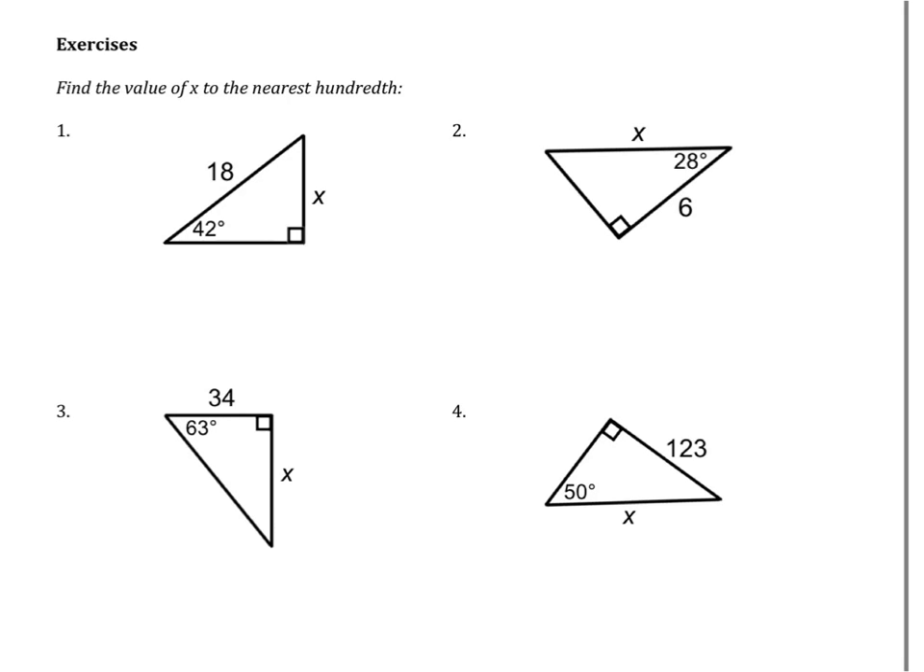Okay, so we want to find the lengths of the sides of some right triangles, and we're going to use trig functions. You're going to have to figure out which one you want to use. I would go ahead and write SOH CAH TOA.